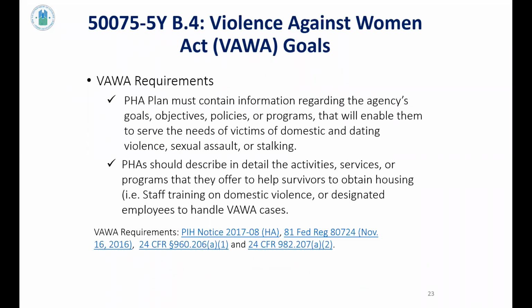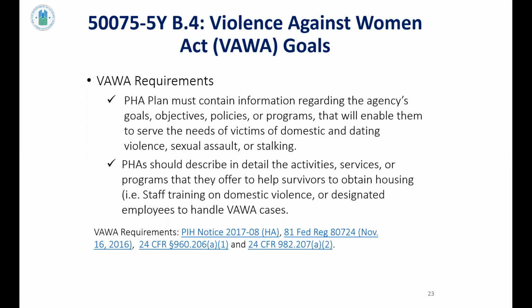Section B4 is the Violence Against Women Act goals. VAWA requires that all 5-year plans contain information regarding the housing needs of survivors of domestic and dating violence, sexual assault, and stalking. This should include a statement of the goals, objectives, policies, or programs that will enable the PHA to serve these victims' needs.